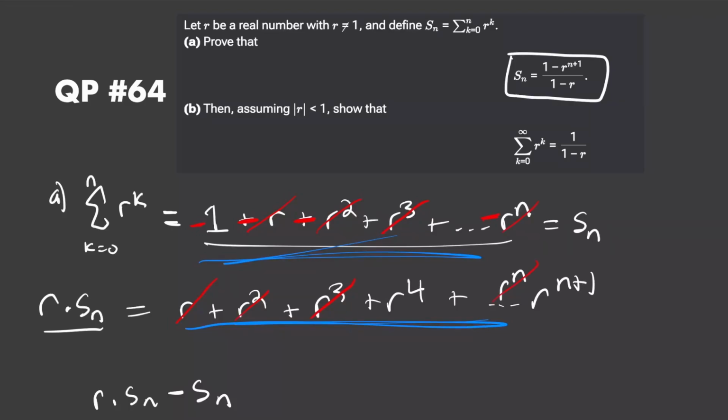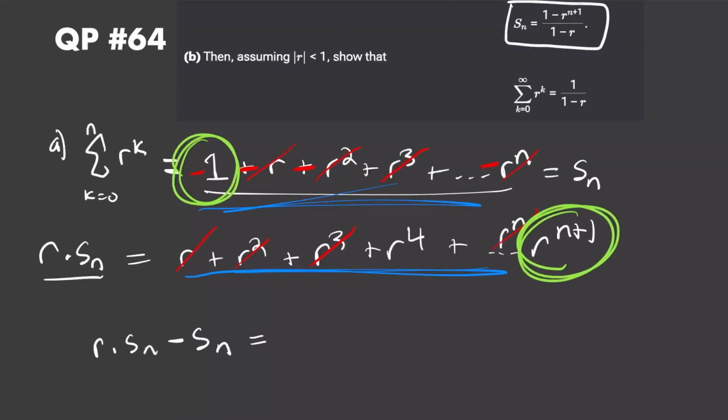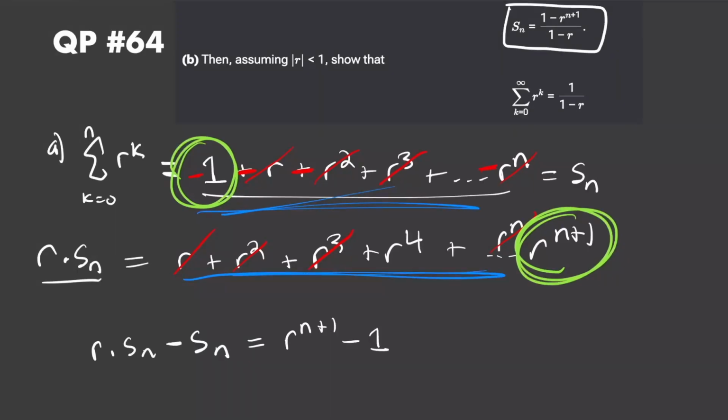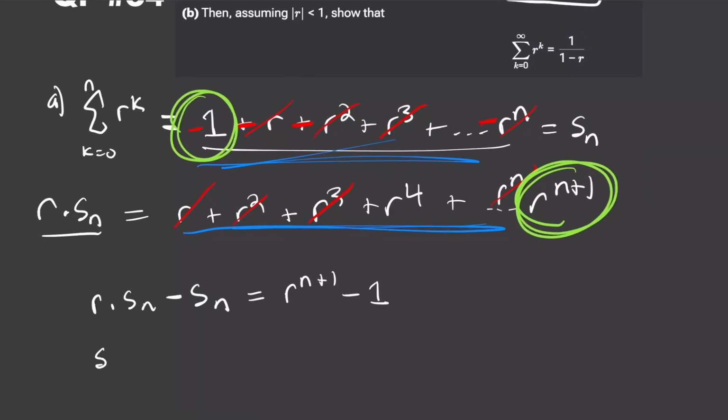Now the only terms that would remain after all this cancellation are this -1 up here and this r to the power of n plus 1 down here. So now we know that this is just equal to r to the power of n plus 1 minus 1. Now you can see how we might get our closed form solution. We're going to factor out s sub n from the left side, so we get s sub n times r minus 1 is equal to this number up here. And then we can just divide each side by r minus 1, and we get s sub n is equal to this number up here divided by r minus 1.